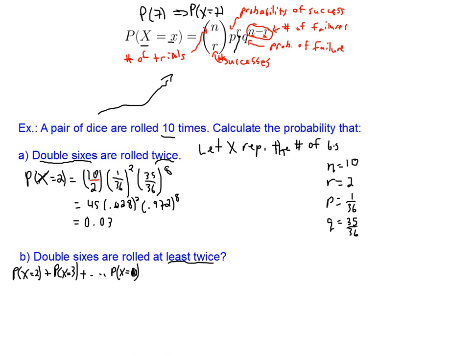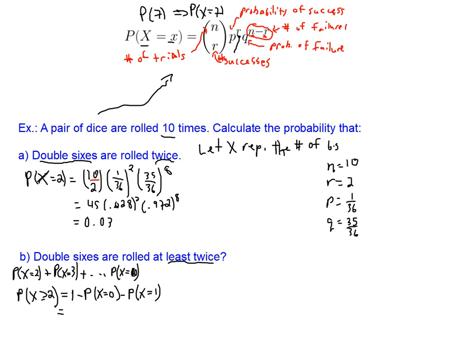Now, that's a lot of calculations. There must be a faster way, and the faster way is the indirect method, which is saying that the probability that x is at least 2 sets, so x is greater than or equal to 2, is just going to equal 1, the total probability, minus the probability that there are no double sixes, so the probability that x equals 0, and minus the probability that x equals 1 set of double sixes. Here's where I start to run out of room, I think.